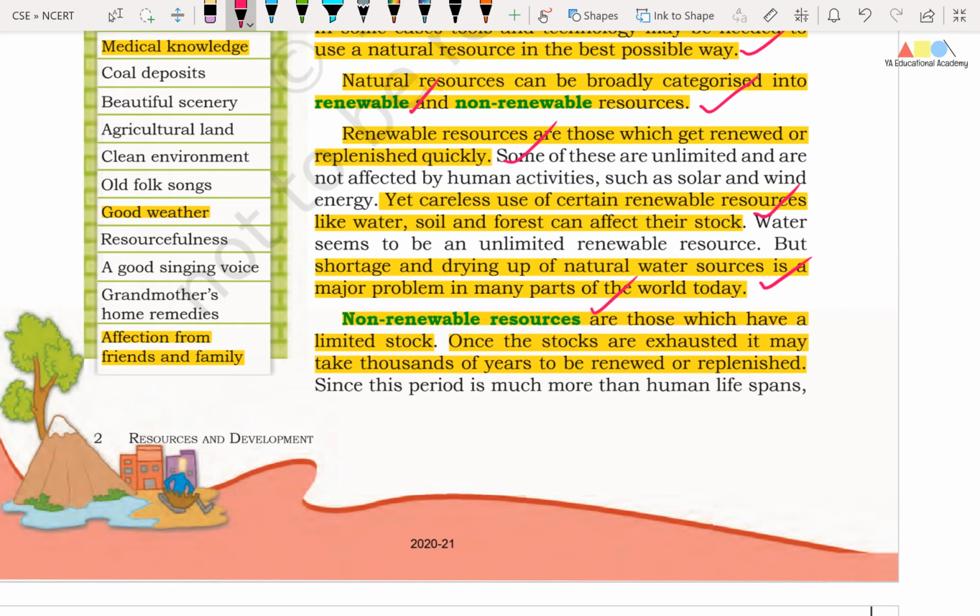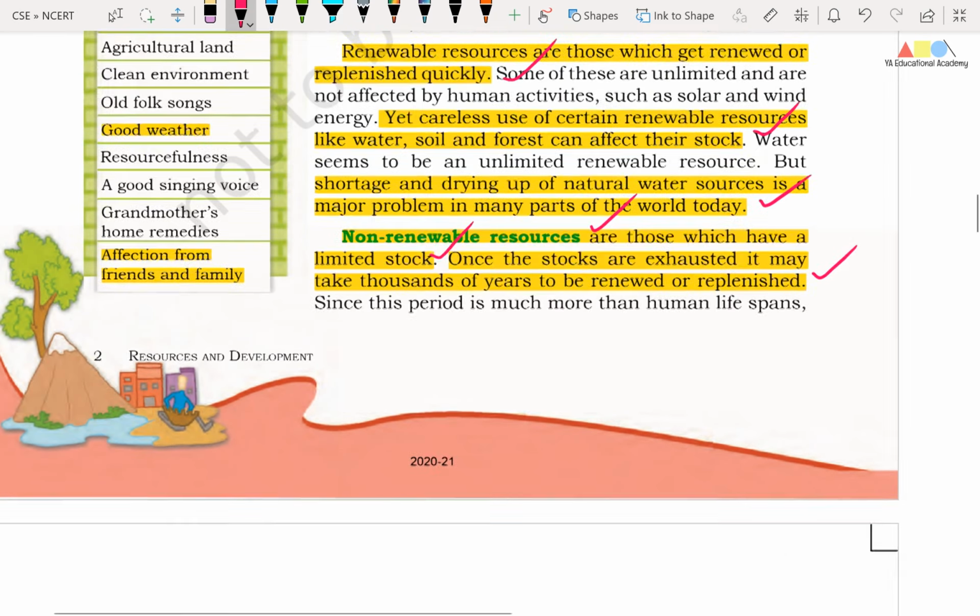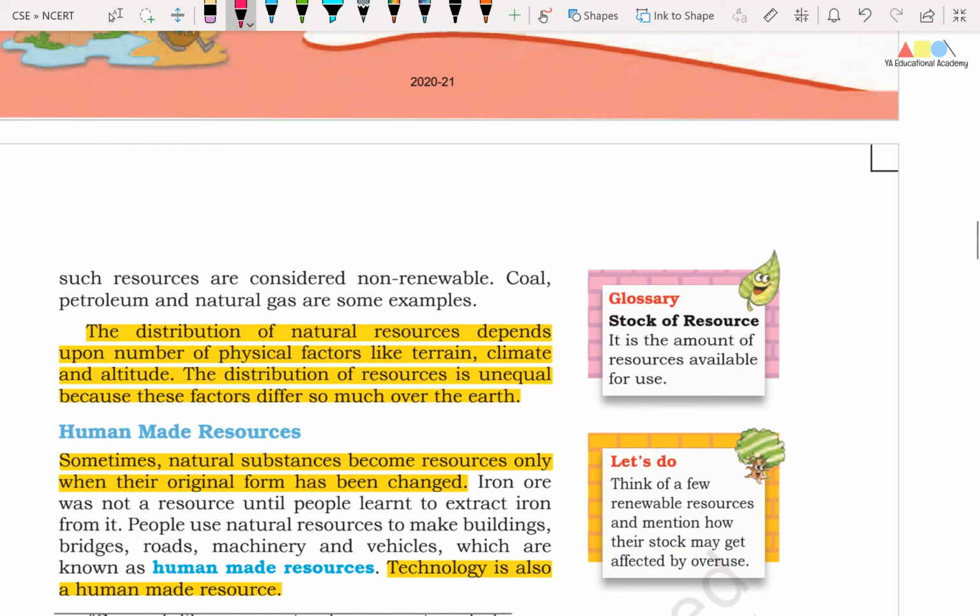If we try to understand the non-renewable resources, these are those which have a limited stock. Right friends, once the stocks are exhausted, it may take thousands of years to be renewed or replenished. So these are non-renewable energy resources.